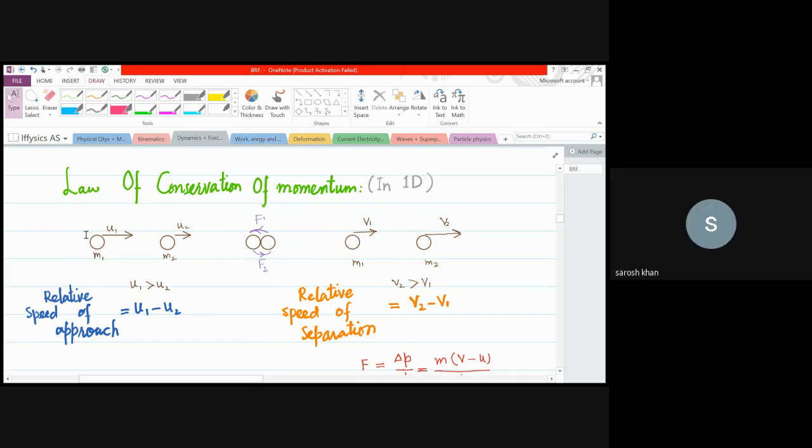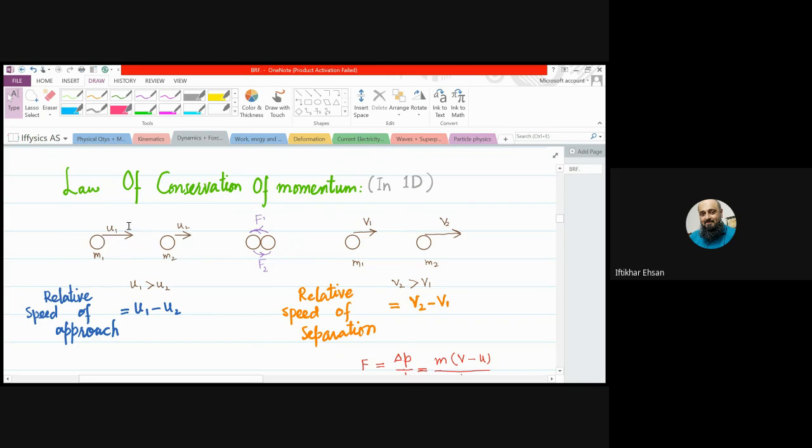Two objects. Two objects must be there because one object cannot apply the force. There must be another object to apply the force. So first of all, we will have a force, and for having force, we need two objects. So let's say we are having two masses m1 and m2, and for having momentum, they should be moving. Let's say the object m1 is moving with the initial speed of u1 towards the right, and the second object is moving with some speed u2 towards the right.